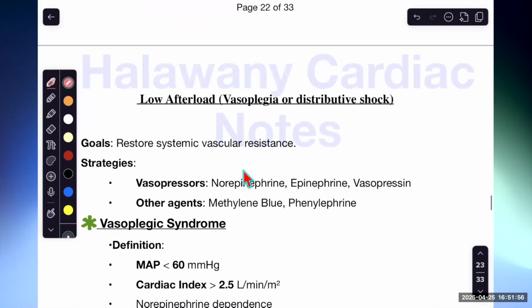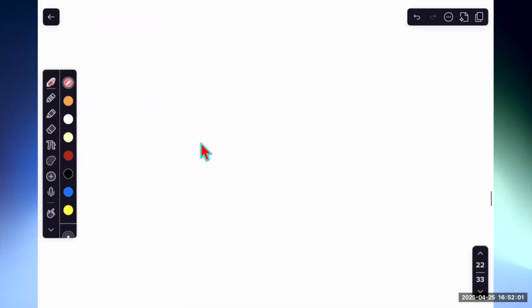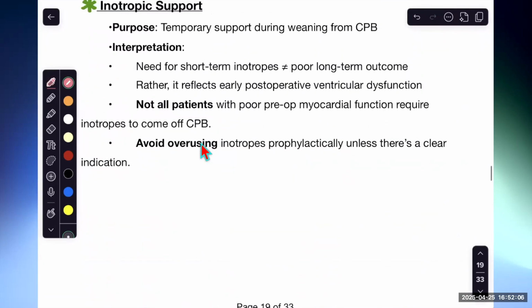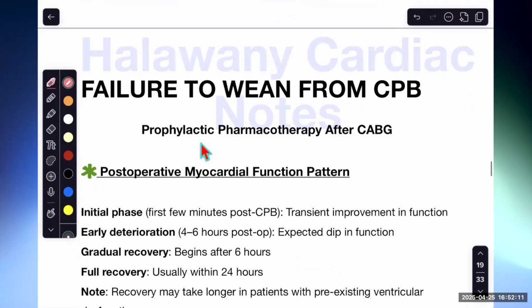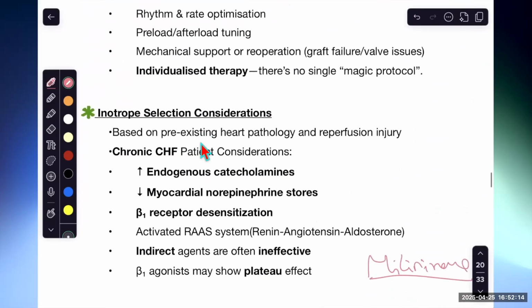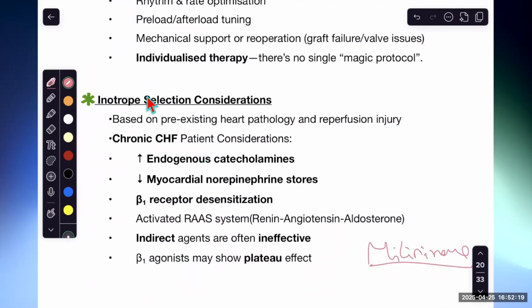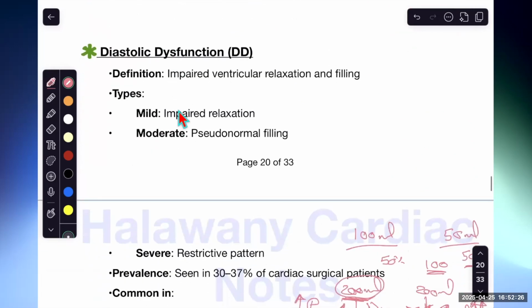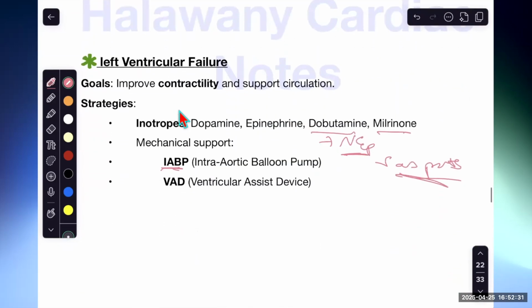This is bad. The last thing I wanted to finish with is some scenarios you are facing post bypass. Now we've spoken about different scenarios. So for those who get lost from me, now we're speaking about weaning, okay? And in the weaning we spoke about how to support, how to wean, and inotrope selection considerations. We are using specific scenarios, like a patient with chronic heart failure, diastolic dysfunction, standard myocardium, RV failure, or LV failure.